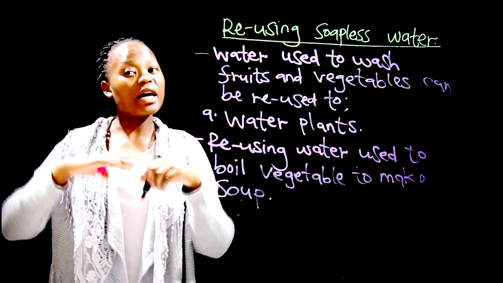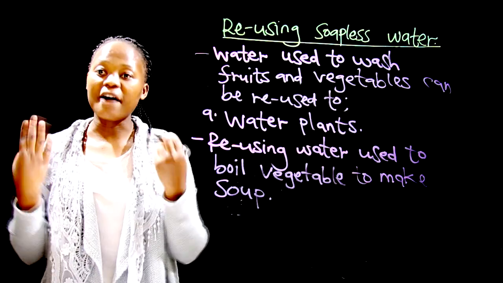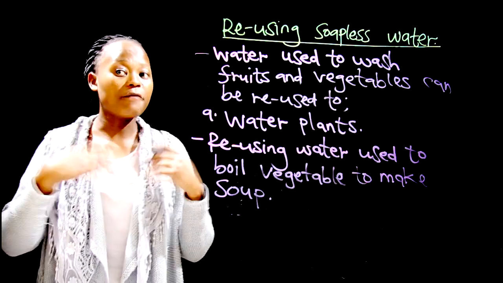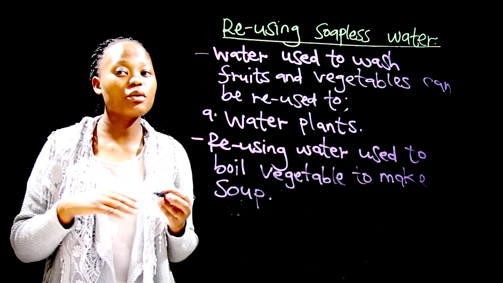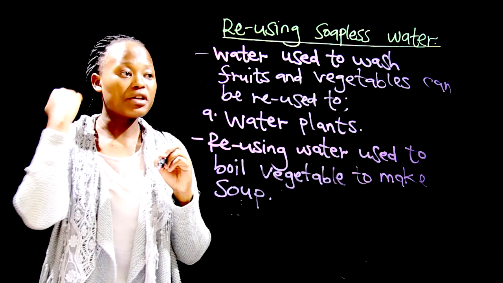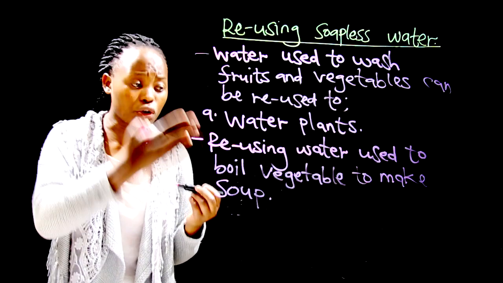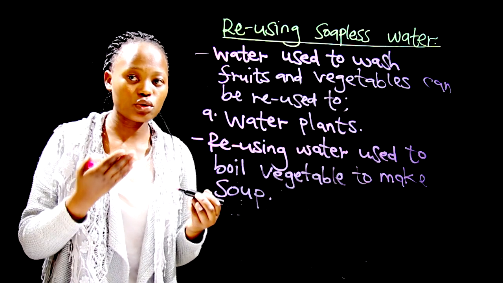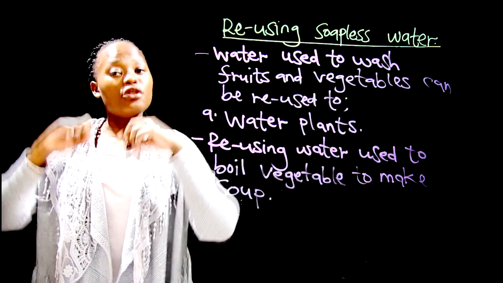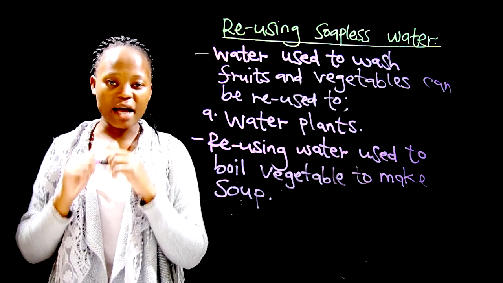Remember, here we are looking at how we can save water or how we can avoid water wastage, and we said that we can avoid water wastage by doing what? By reusing. And I've said that you can reuse water used to wash fruits to do what? To water plants. And you can also reuse the water used to boil vegetables to do what? To make soup. And those are the ways in which we can reuse water at home.